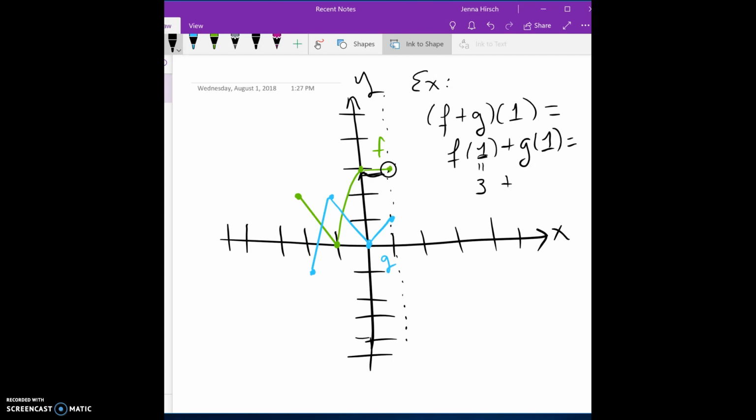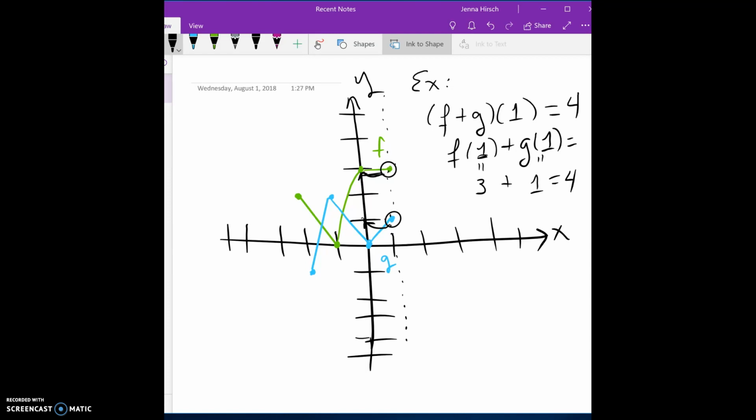And then g of 1, now we're going to go to our g function, which is the blue one. G of 1 is the same thing as saying 1. When our x value is 1, our y value is 1. So this is equivalent to saying 3 plus 1, which is the same thing as saying 4. So f plus g of 1 is 4.